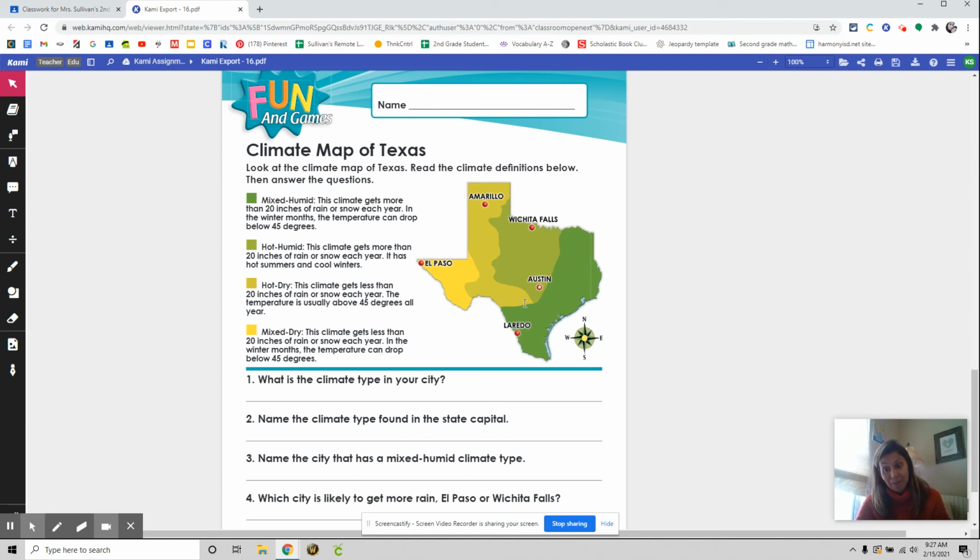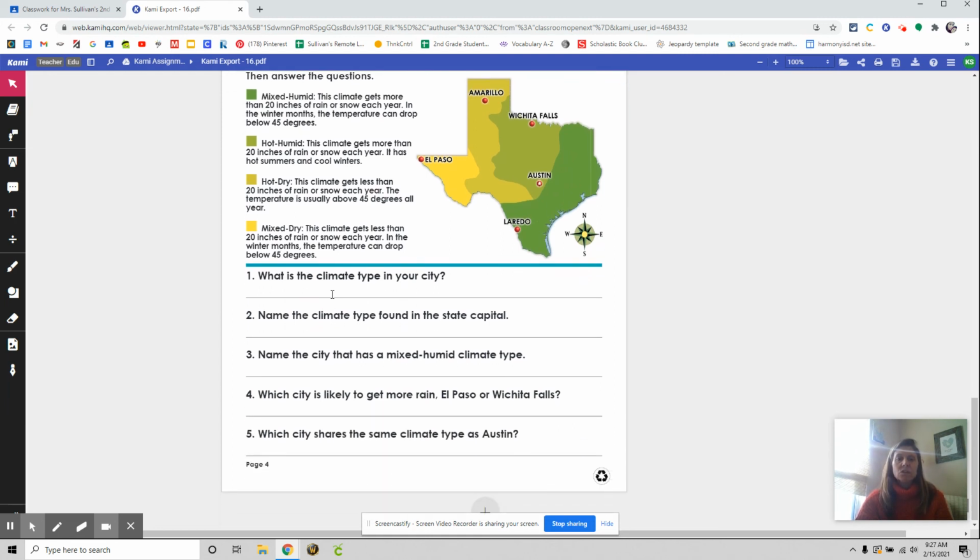And we talked about maps last week too, so we should know very much about maps and keys. Like this talks about this dark green is mixed humid. So this dark area right here is mixed and humid. Okay, so then look very carefully at it and answer the questions below.